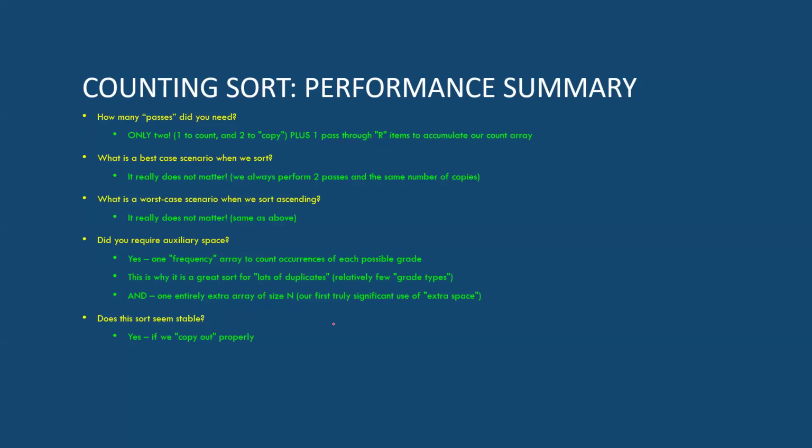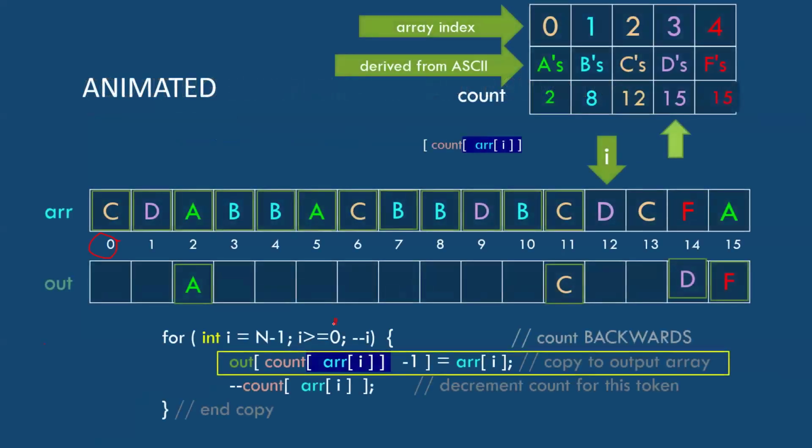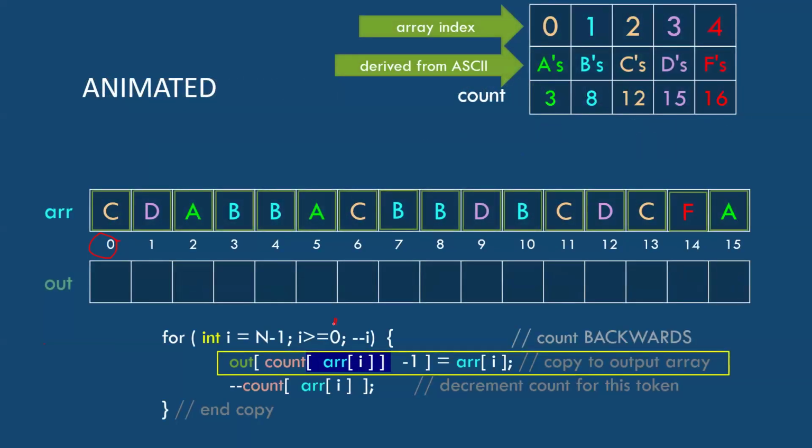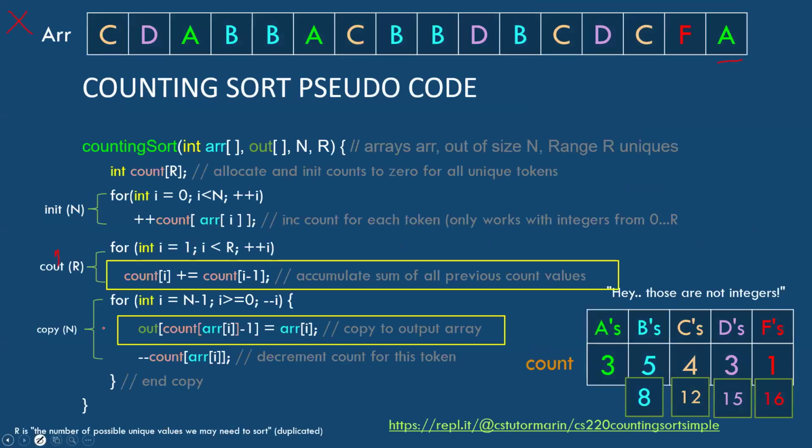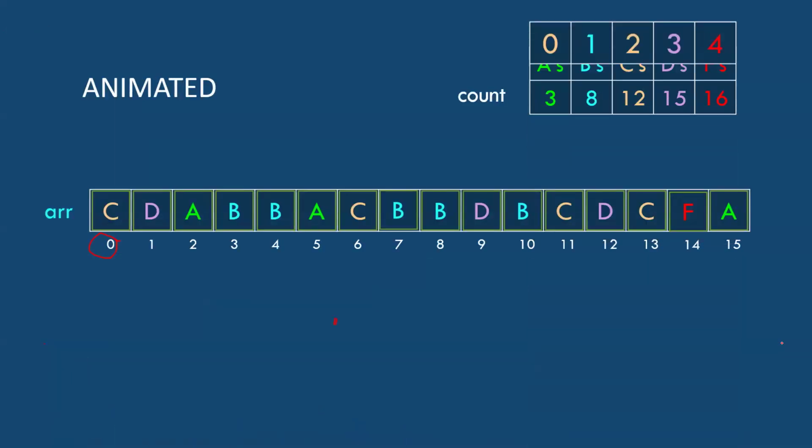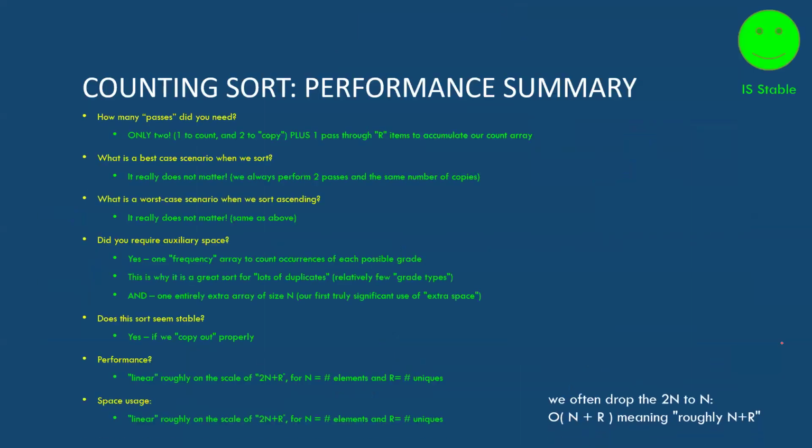And usually it's true that if you take more memory, you get more speed. It's somewhat intuitive, I suppose. So we would say this is linear on the scale of 2n plus r, because it cost us r in the loop. If I go back one more time, this is our R loop. Add the counts, 3, 8, 12, etc. That's our R right there. That's really all we have to pay for that thing.